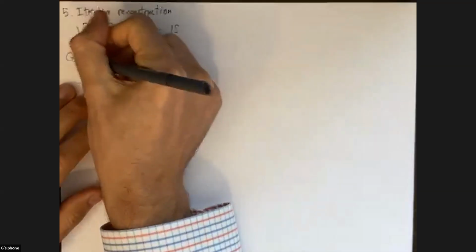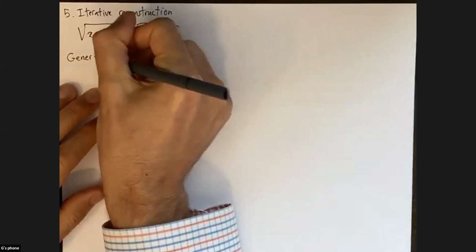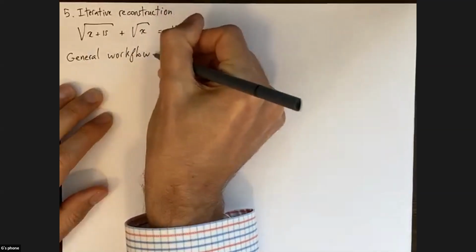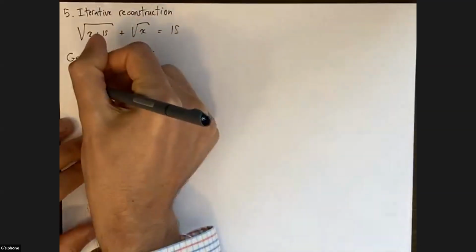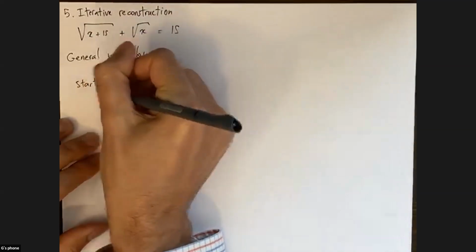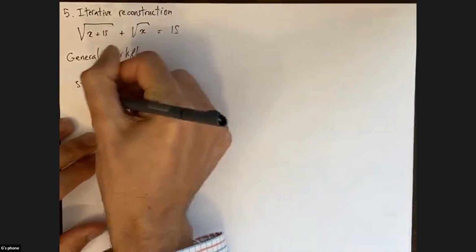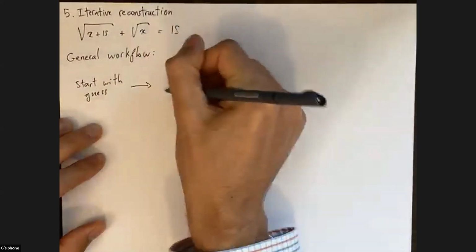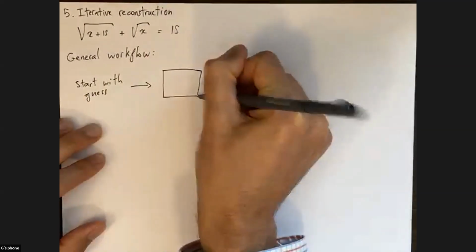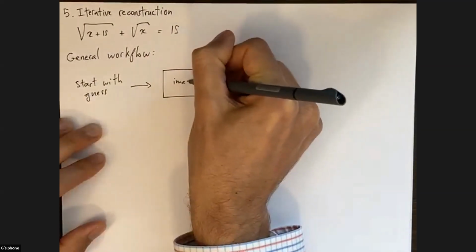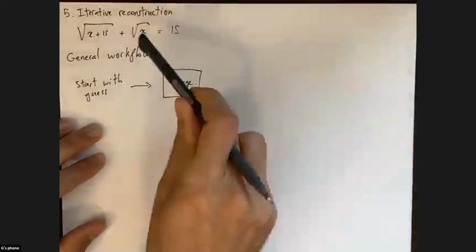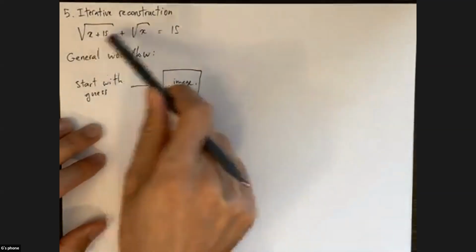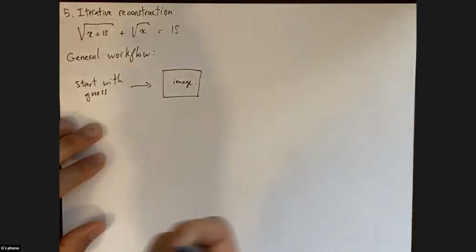So the general workflow for image reconstruction done in an iterative manner is this. We're going to start with a guess. Here a guess is going to be an image, of course. So we're going to make some sort of guess about the image, okay? In the case of the equation, you could have guessed maybe x is 10, and then you could calculate whether 10 plus the square root of 10 is 15 or not.